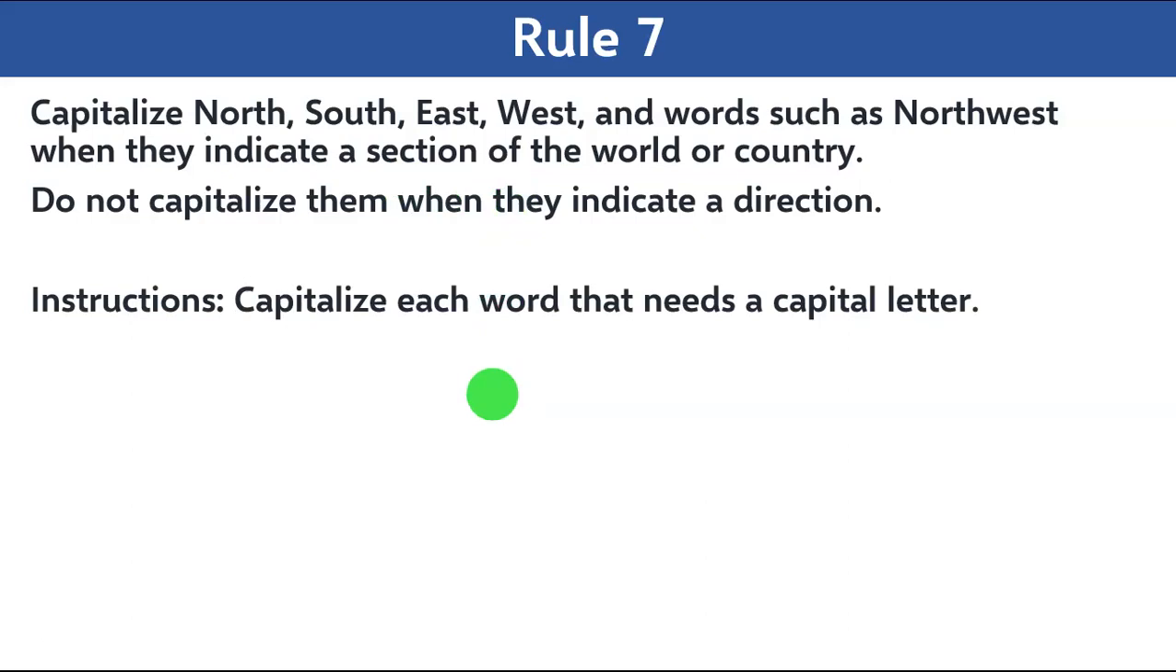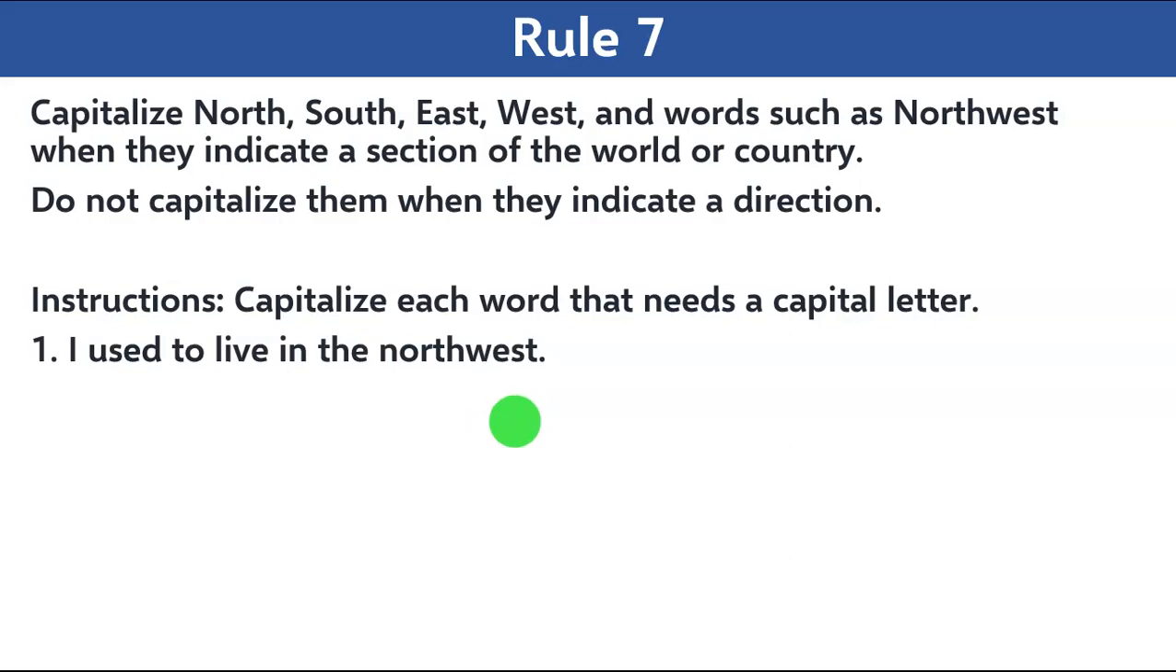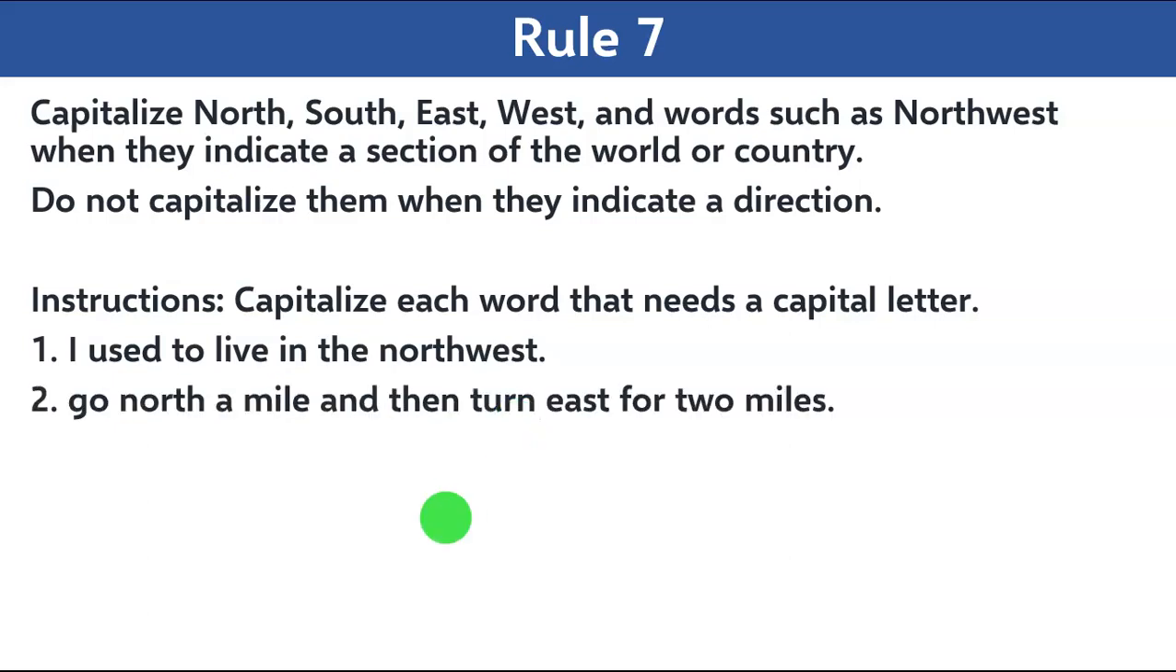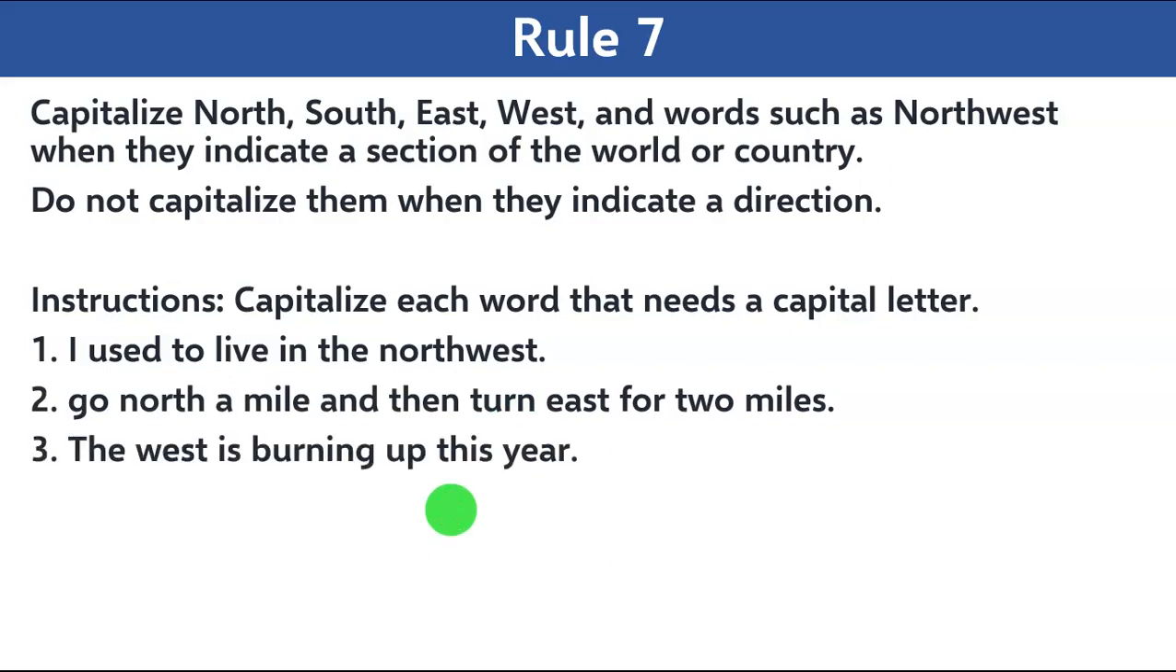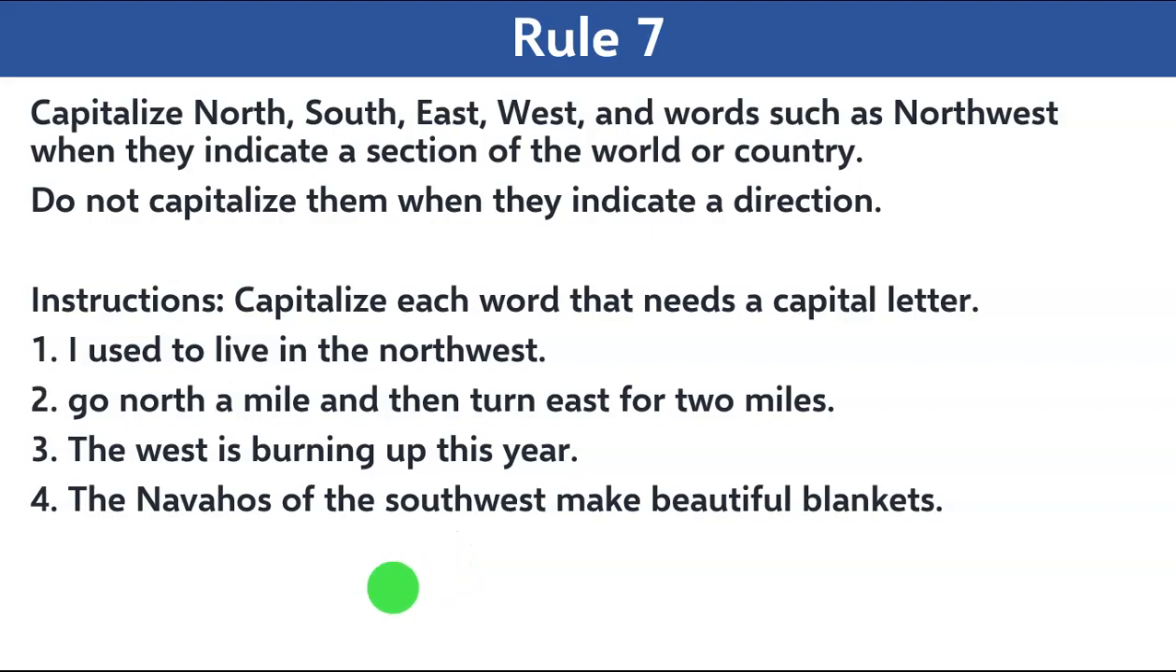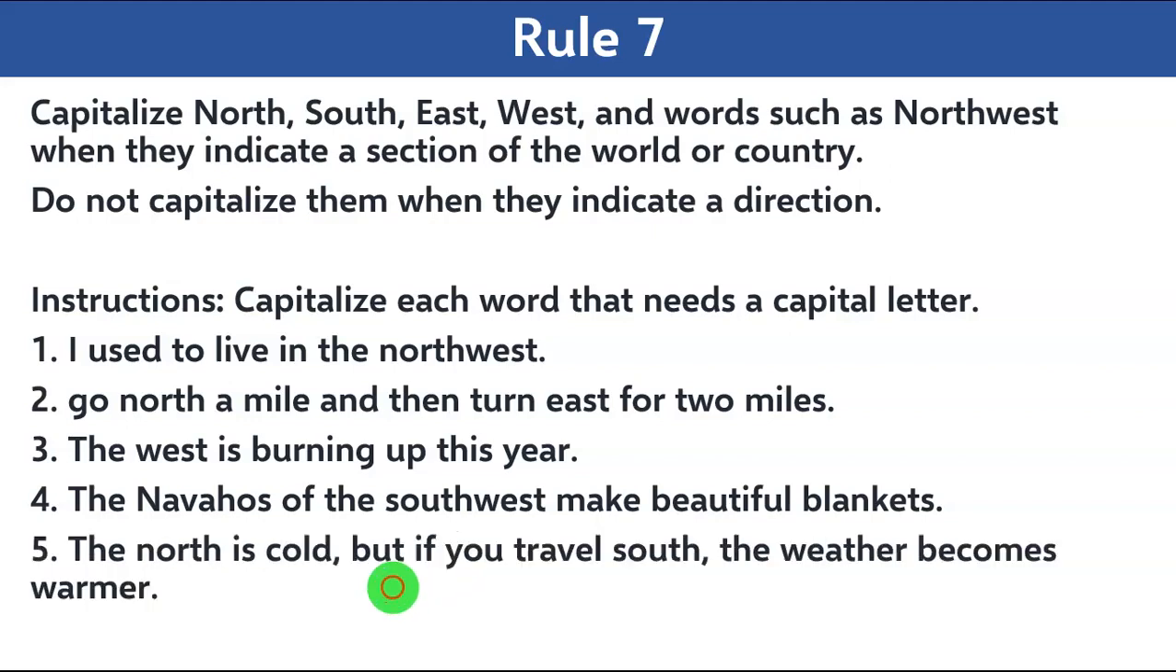Right? Again, let's take 5 questions on this particular rule. Now, you might want to remember rule 6 and rules 1 to 5 also, which I have taken up in the first part of this video. Number 1, I used to live in the northwest. Number 2, go north a mile and then turn east for 2 miles. Number 3, the west is burning up this year. Number 4, the Navajos of the southwest make beautiful blankets. Number 5, the north is cold, but if you travel south, the weather becomes warmer. Your 10 seconds for these 5 questions start now.